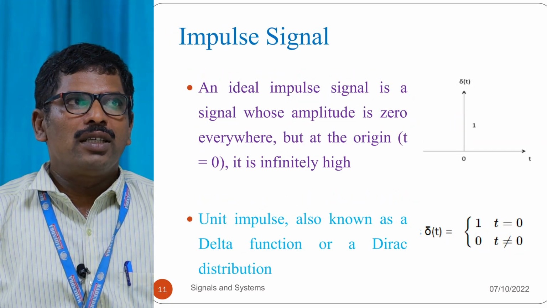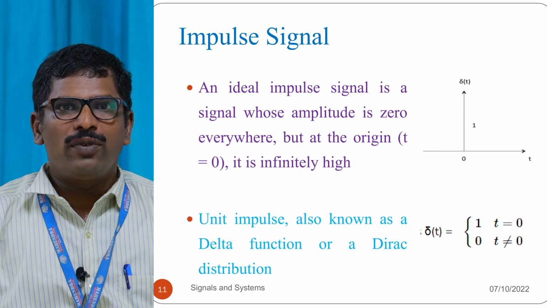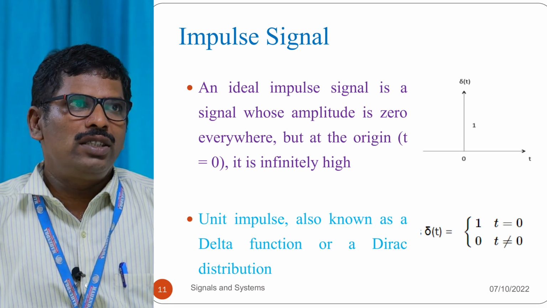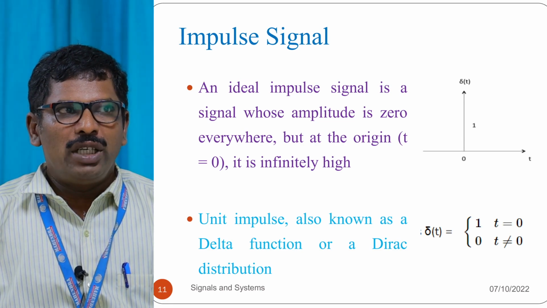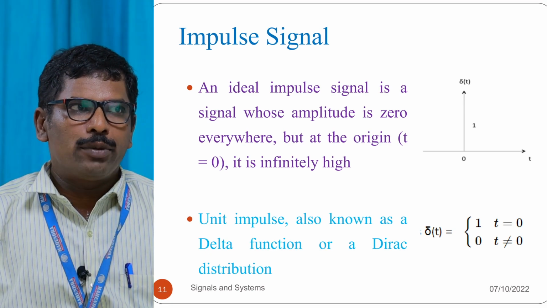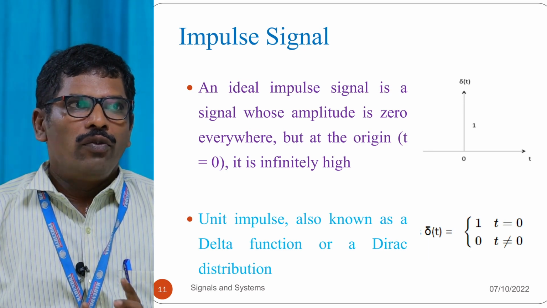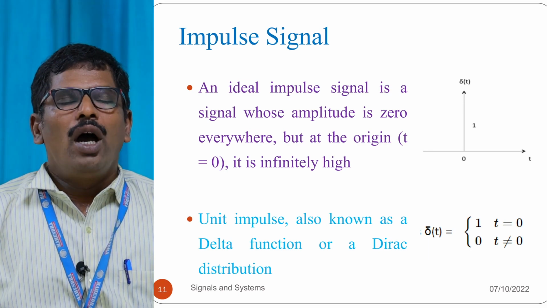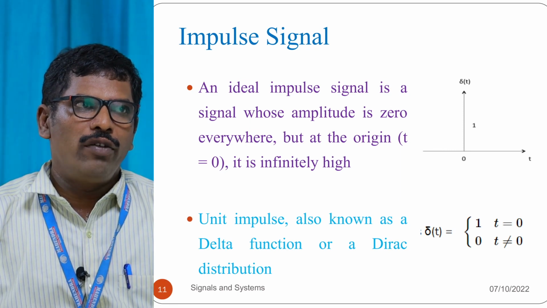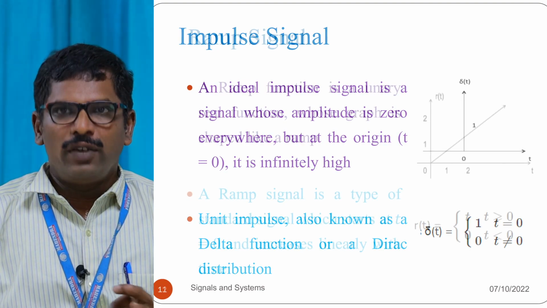Next is my impulse signal. The word itself is self-explanatory: impulse. It takes place for a short period of time. It occurs only at time t equal to 0, and elsewhere there is no signal. Mathematically it is represented as delta of t, which is equal to 1 when t is equal to 0, and 0 when t is not equal to 0. That means it is available for a fraction of a second. This is also called a delta function.